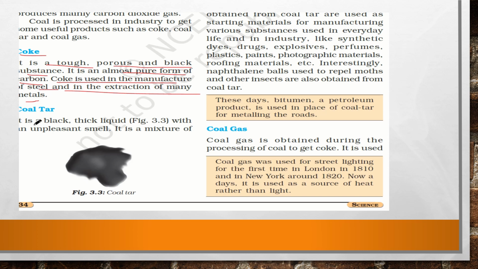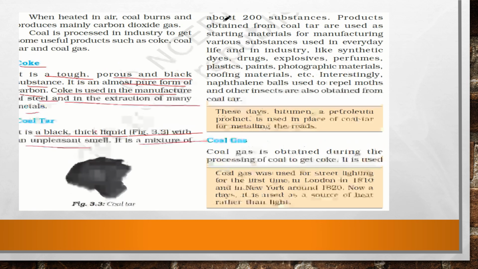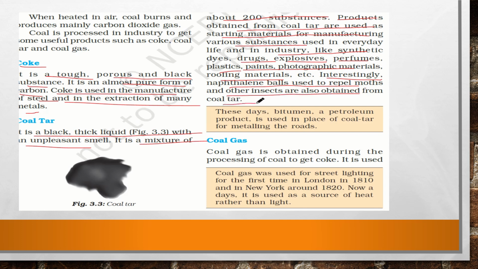Next comes coal tar. It is black, a thick liquid with an unpleasant smell. It is a mixture of about 200 substances. Products obtained from coal tar are used as starting materials for the manufacturing of various substances in industry, like synthetics, drugs, explosives, perfumes, plastics, paints, photographic materials, roofing materials, etc. Interestingly, naphthalene balls, which are used to repel moths and other insects, are obtained from coal tar. Is it clear?